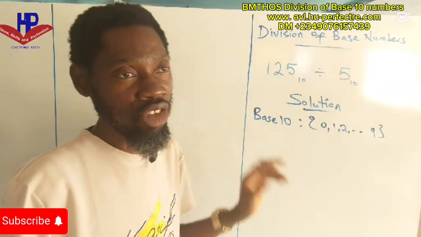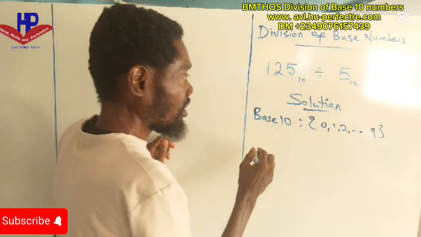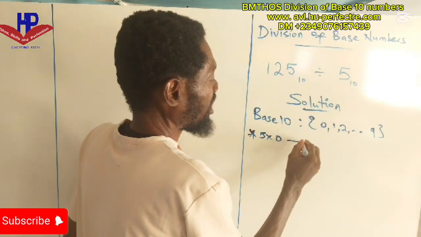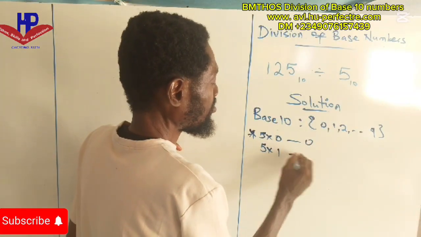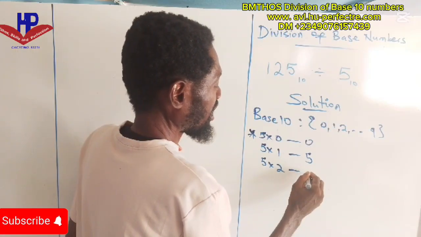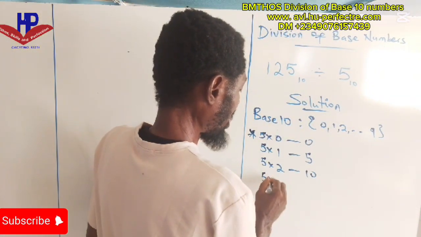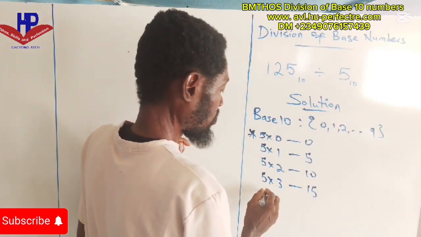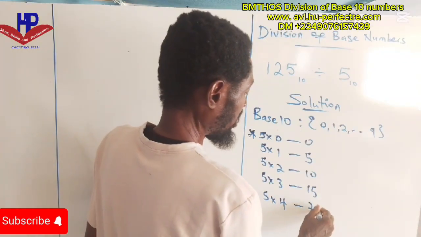And since it's a base 10 number, you know the result will not be so difficult to get. So I'll start with 5 times 0. My answer is 0. 5 times 1, my answer is 5. 5 times 2, my answer is 10. 5 times 3, my answer is 15. 5 times 4, my answer is 20.